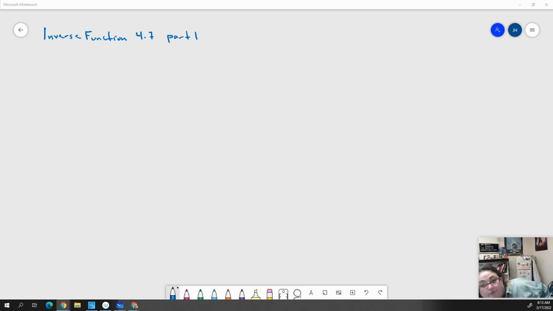Today we're switching into 4.7. We made a jump. We just finished 4.4. We glossed over 4.5 in terms of the graphs of functions, right? When we talked about the function of sine and the function of cosine and tangent. Today what we're talking about is inverse functions, specifically inverse trig functions, right? Because that is what we've been working on is trigonometry.